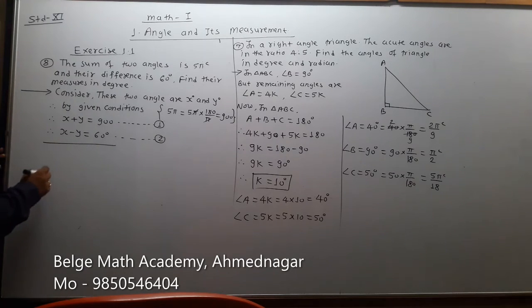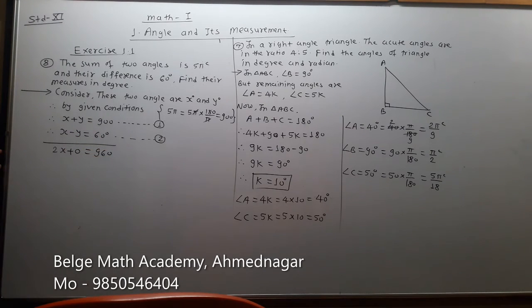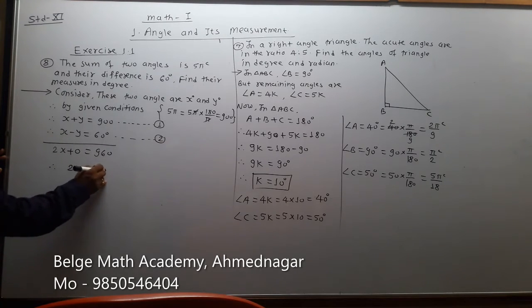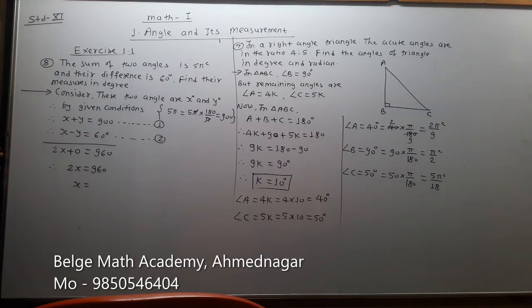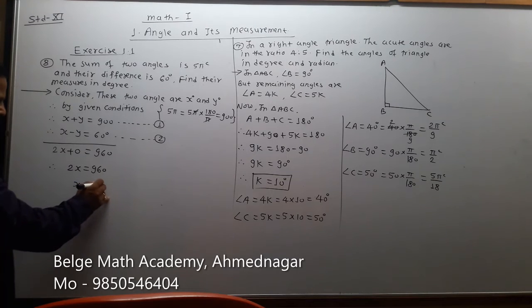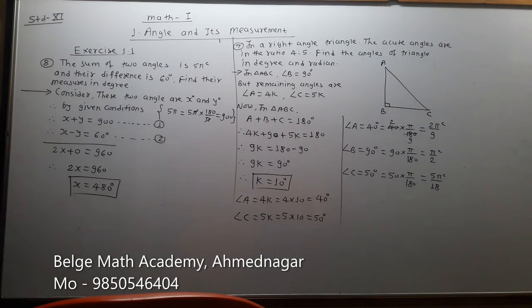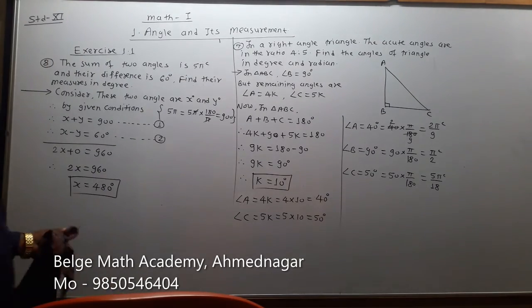If we are solving these, we take the addition. x plus x is 2x, plus y minus y is 0. 900 plus 60, that addition is 960 degree. 2x equal to 960 degree. Therefore x equal to 960 upon 2. So 2 4s are 8, 2 8s are 16, and 0. So the value of x is 480 degree.